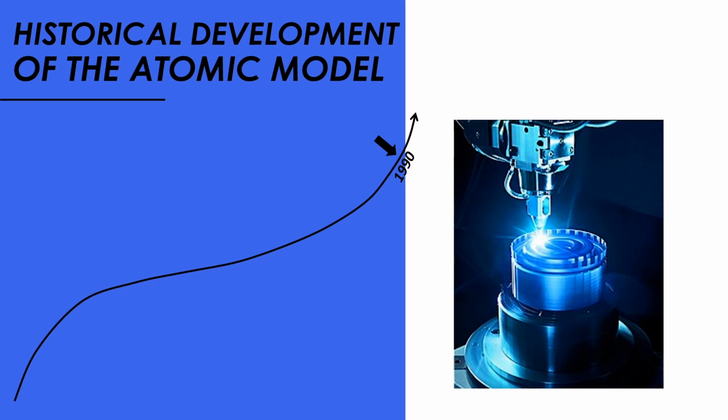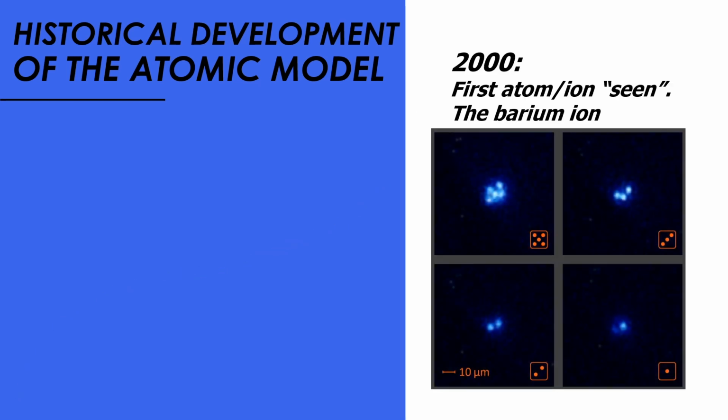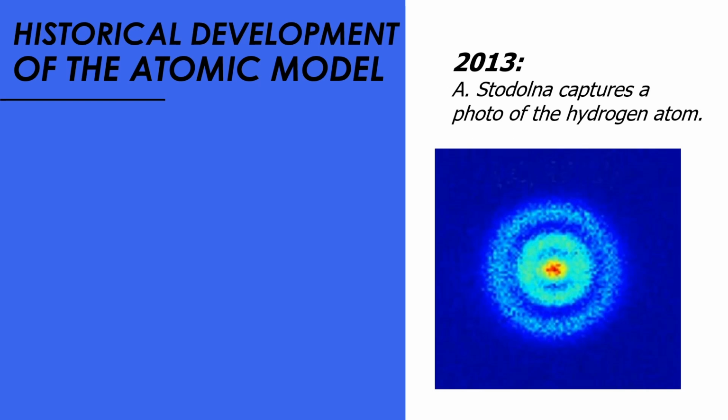And the main functioning of a laser is based on the atom itself. In 2000, at the University of Washington, a group of physicists succeeded at visualizing and producing the first picture of the atom, a real picture of barium ions or atoms. In 2013, a physicist from the Netherlands, Stodolna, captured a photo of the hydrogen atom. This was fascinating. Now we are in the year 2020.